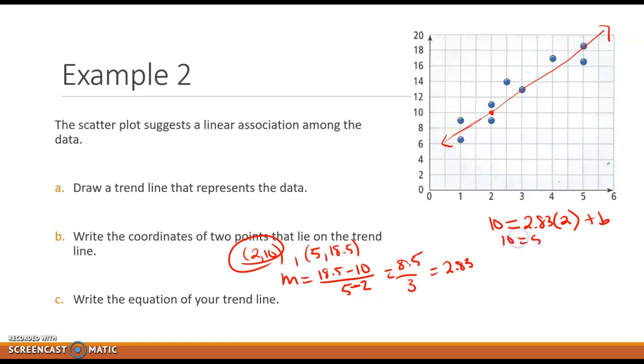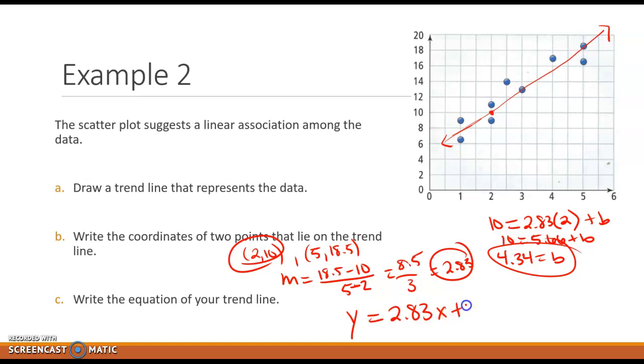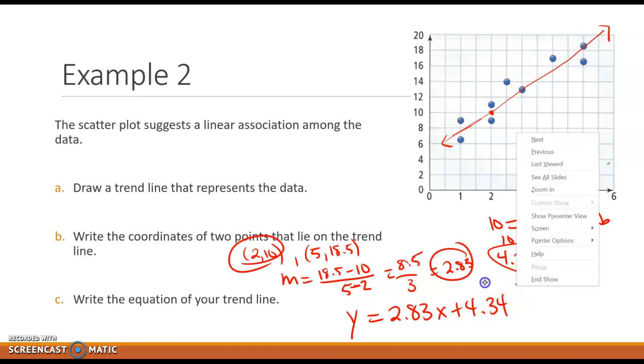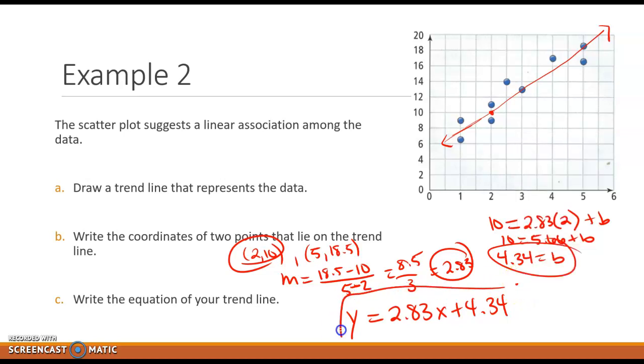So 10 equals 5.66 plus b. I'm now going to subtract 5.66, and I get 4.34 equals b. And so I've got m, here's m, here's b. So now I know y equals 2.83x plus 4.34. And that is my equation of the line.